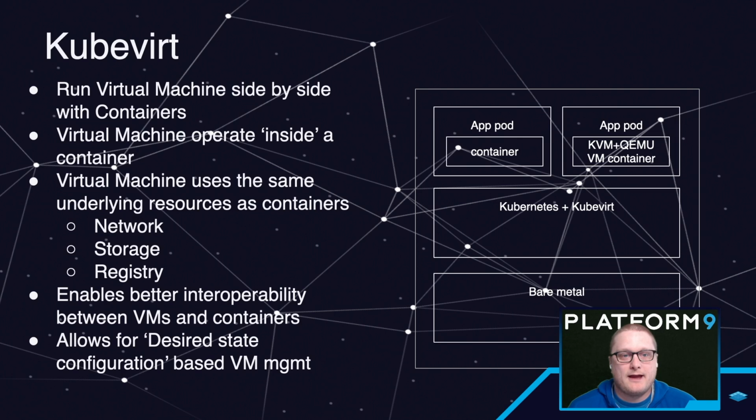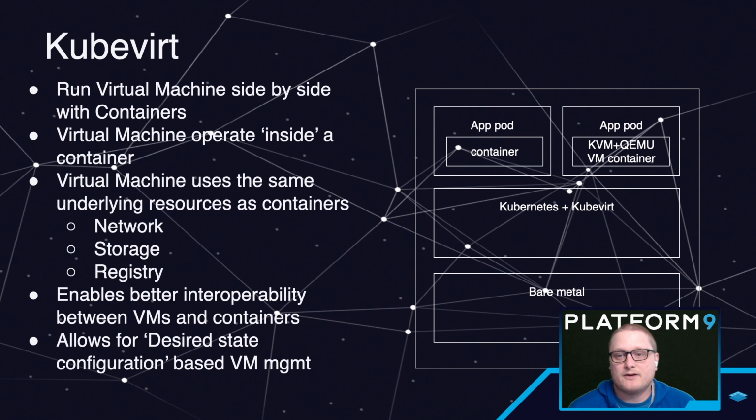So today we're going to be looking at and installing KubeVirt, but first let's take a look at some of the benefits. So you're going to be able to run virtual machines side by side with containers. Virtual machines operate inside of a container, so libvirt's running inside a container and the virtual machine is running there. The virtual machine uses the same underlying resources as the container, so networking, storage, and registry are all the same. It enables better interoperability between VMs and containers, and it allows for desired state configuration based on VM management.